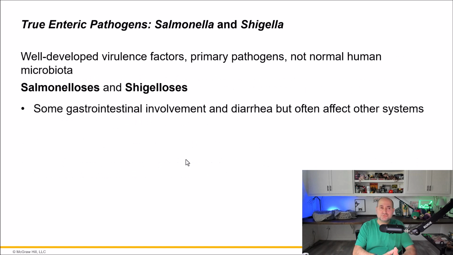And again, those true enteric pathogens, Salmonella and Shigella, these will cause disease if they are ingested, and they cause gastrointestinal disorders.